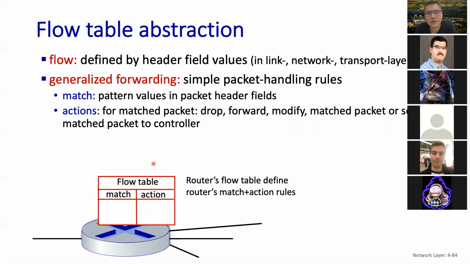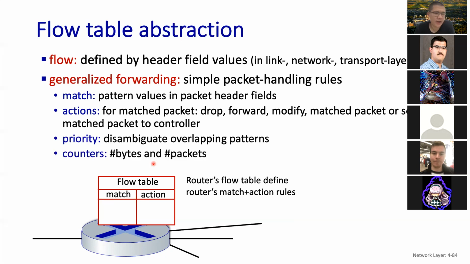You just try to look into the packet header fields and then take action. So for the action, it could be a drop, forward, modify, match packet, or send matched packet to some controller. Okay, so we will cover each one in an animation, or in an example. So also we have the different priority for the flow table abstraction.